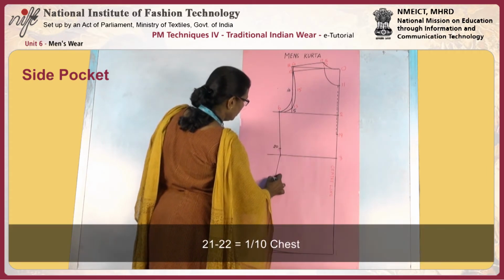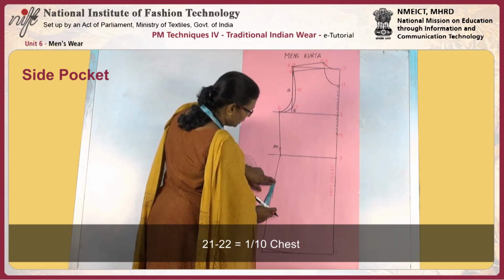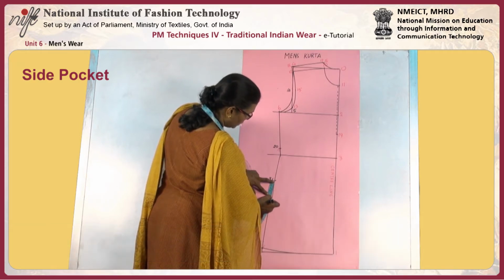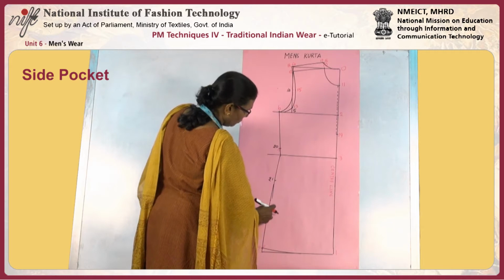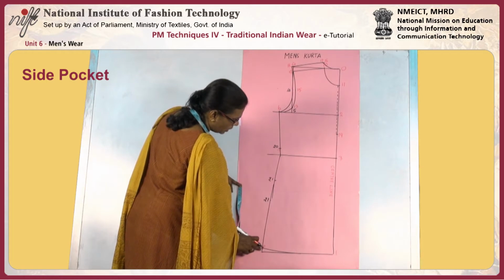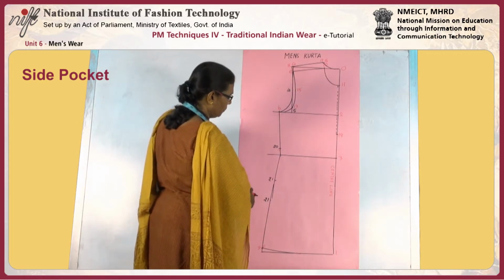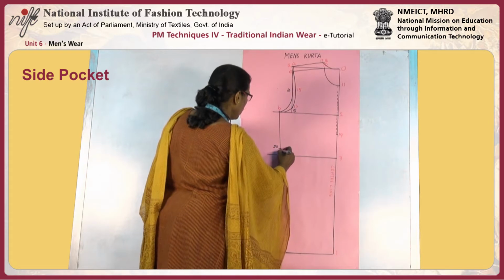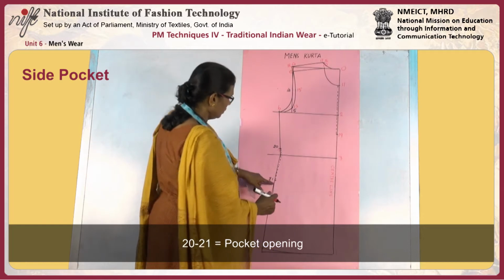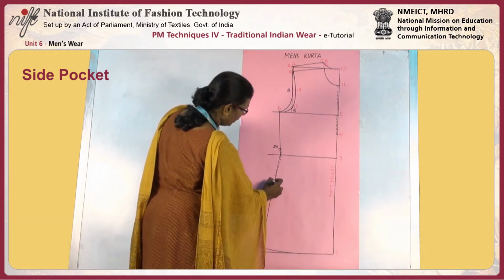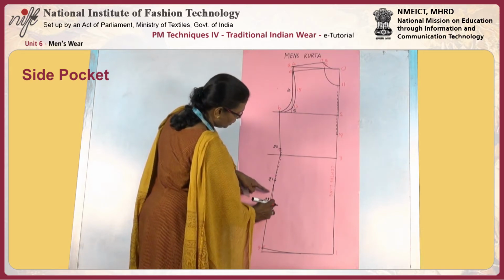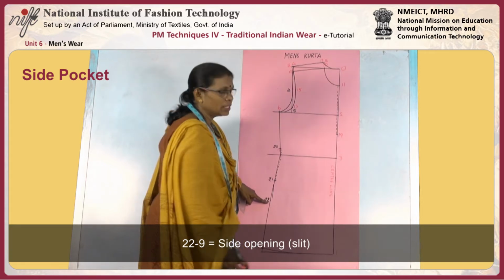20, 21. Then you have to mark chest by 10, so 3.6. This is for the slit opening. So 21 to 9 is the side opening for the kurta. The pocket mouth is from 20 to 21, and the joining will be from 21 to 22, then 22 to 9 is the side slit.